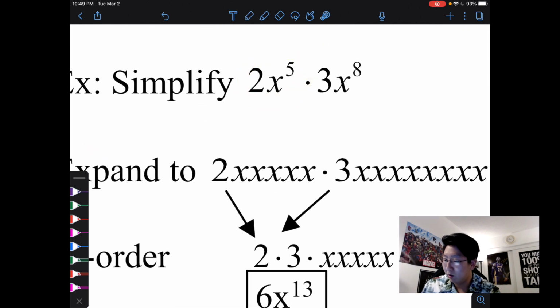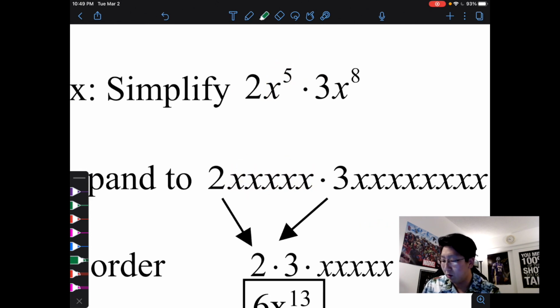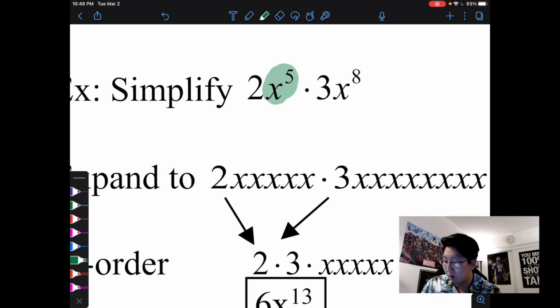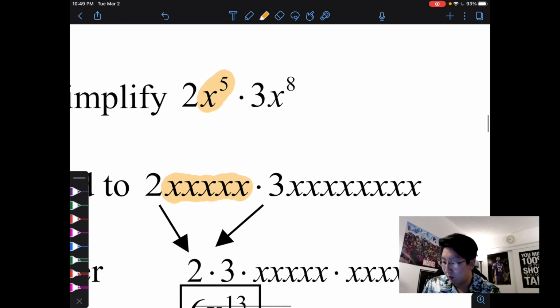Okay, so we're going to take 2x to the 5th. Now the 2 doesn't have an exponent, but the x does. So right here, 2, and then x to the 5th, you have 1, 2, 3, 4, 5. I'm just going to use a highlighter, orange, to show you. You can see 1, 2, 3, 4, 5. Over here, you can see x to the 8th, and 1, 2, 3, 4, 5, 6, 7, 8. So there are 8 x's here and 5 x's here.